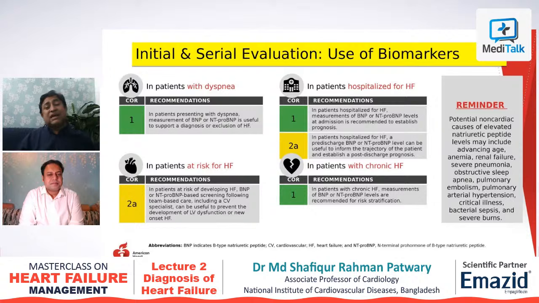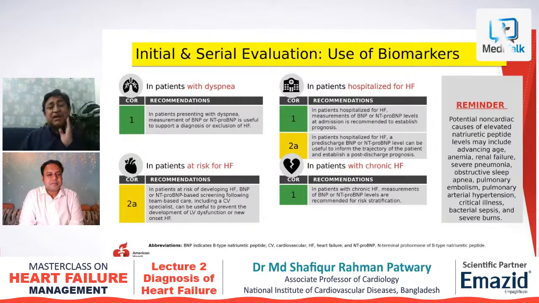And by this slide, this is also from the American Heart Association, the use of biomarkers. The biomarkers used for heart failure diagnosis: one is B-type natriuretic peptide, that is BNP or N-terminal pro-BNP. Another one is cardiac troponin. In a patient with dyspnea, it is mandatory, a class one recommendation, that BNP or N-terminal pro-BNP must be investigated, to exclude other causes of the dyspnea, that means for the confirmation of heart failure.